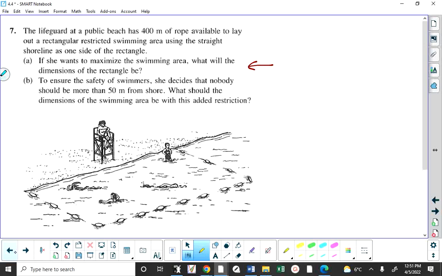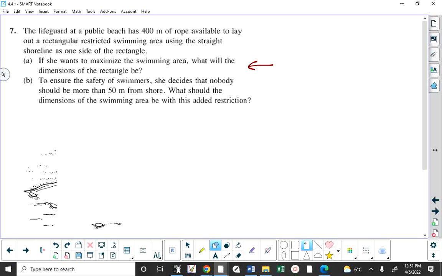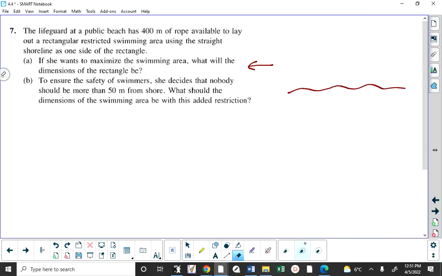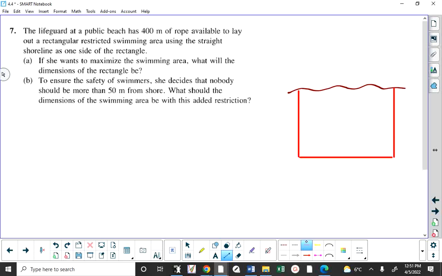I love the diagrams in this book. We know what's going on here. You're building a rectangular area where you have the beach front that doesn't need to be roped off. I mean, you don't want it to be roped off because then people can't go into the swimming area. So I'm going to draw it with straight lines, although this stuff is going to be floating around and changing shape. You have this situation, which I would probably label this as W, this as W, and this as L.